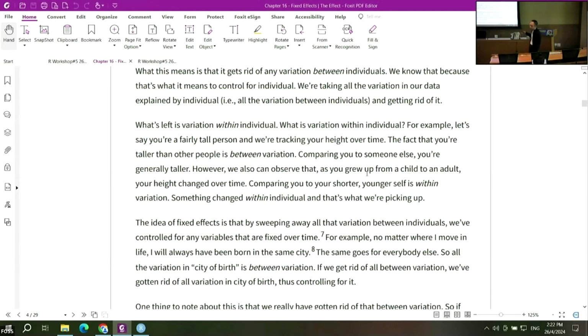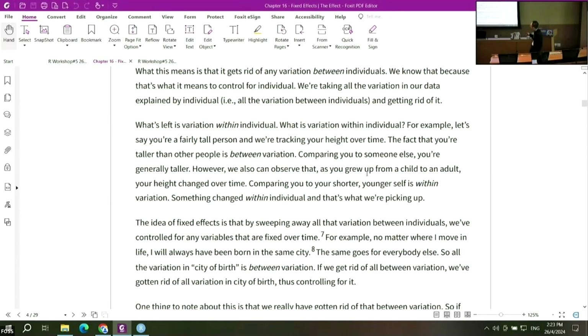What is variation within individual? Let's take a look at that. For example, let's say you are a fairly tall person, and we are going to track your height over time, which is a kind of cliche but classic example too. The fact that you are taller than other people is between variation. This is between individual variation. Comparing you to someone else, you are generally taller or generally shorter.